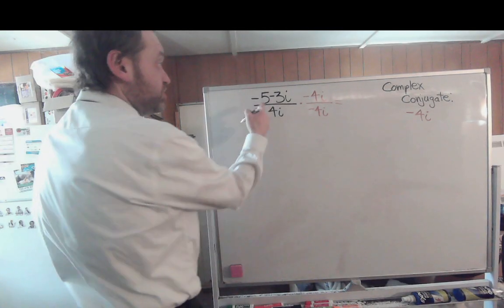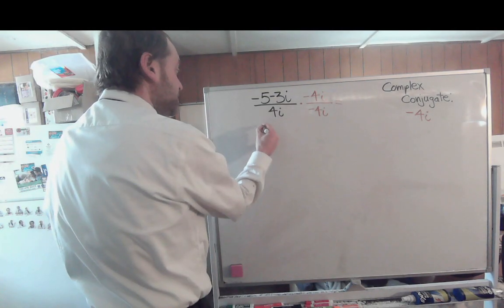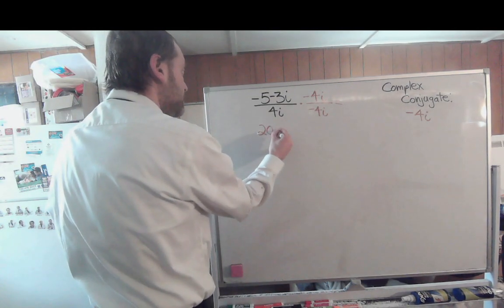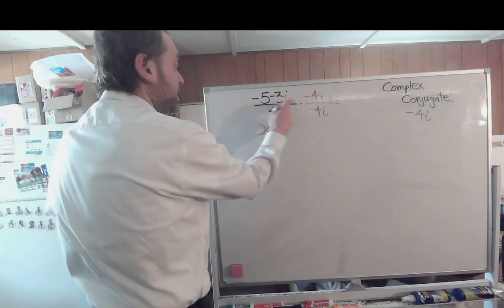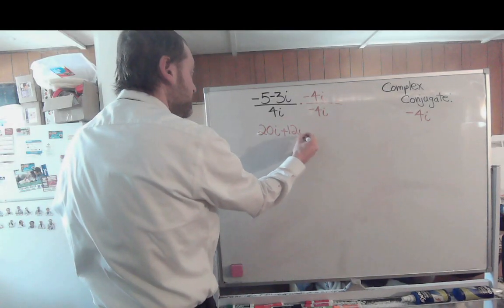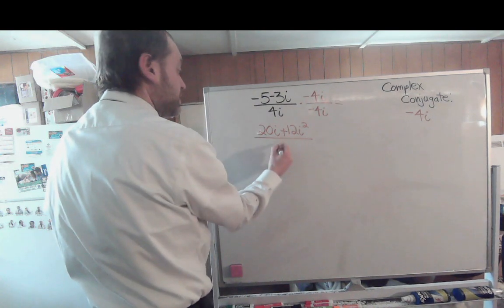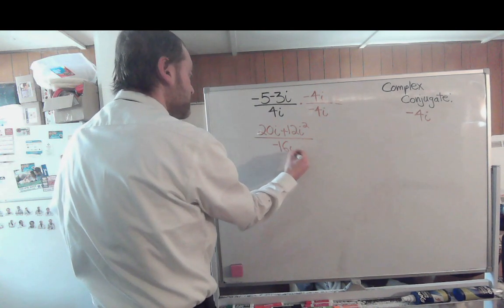Now multiply both numerator and denominator by that negative 4i. Let's distribute: negative 5 times negative 4i. That's going to be 20i, minus 3i times negative 4i, that'd be plus 12i squared. This is going to be all over negative 16i squared.